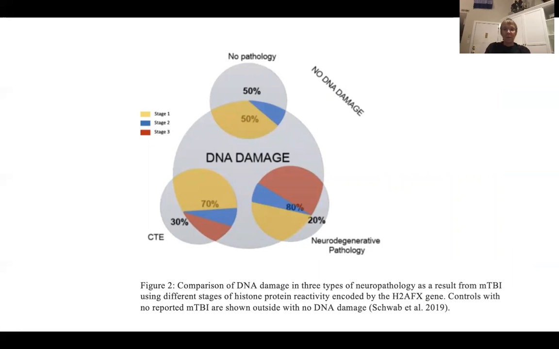This is actually a figure from more of the research part of a paper, talking about the amount of DNA damage seen in individuals with chronic CTE versus a neurodegenerative pathology that wasn't diagnosed as CTE, and from brains that had no DNA damage. And so again, figure 2, a title and a brief legend and the in-text citation. So these things should be present.